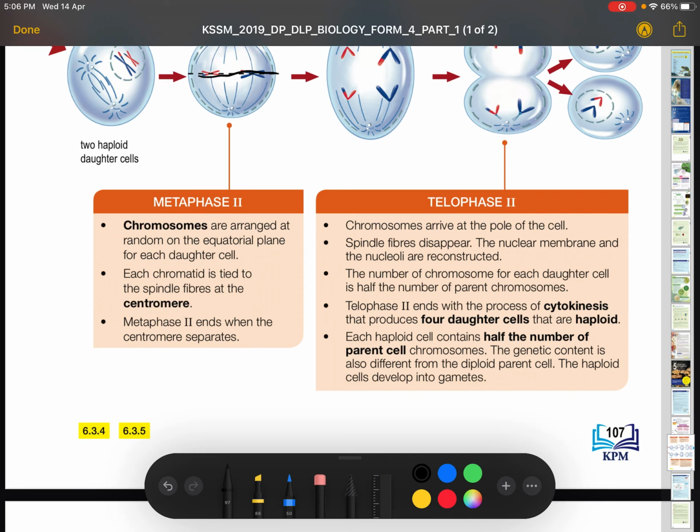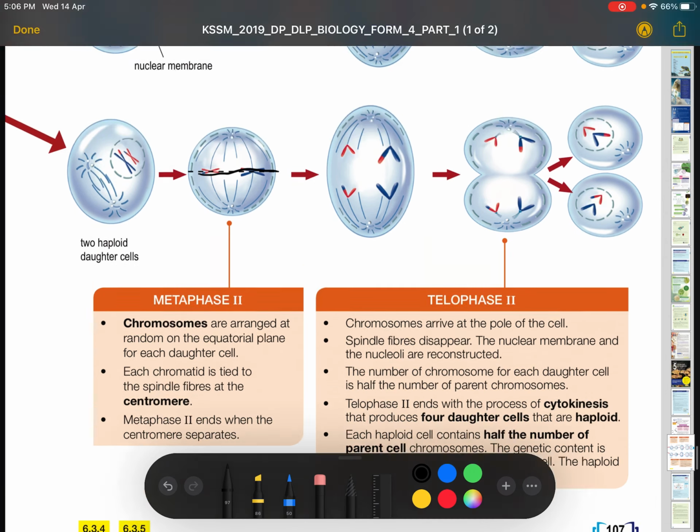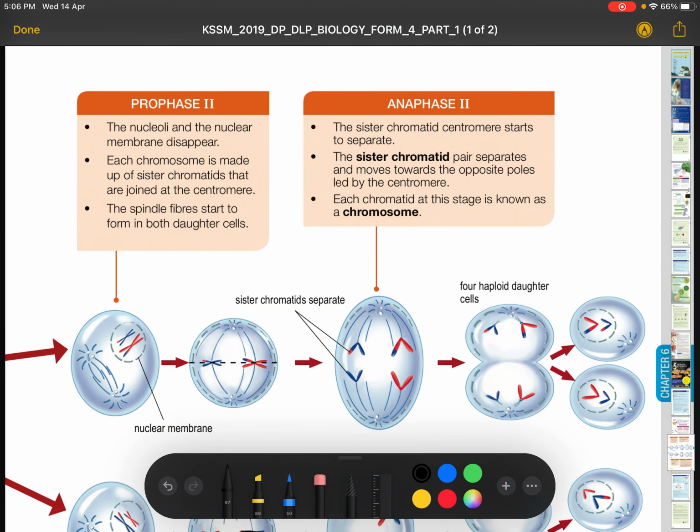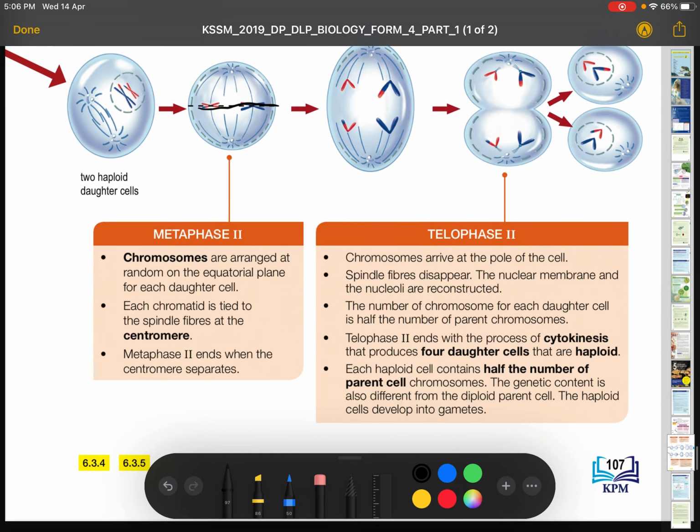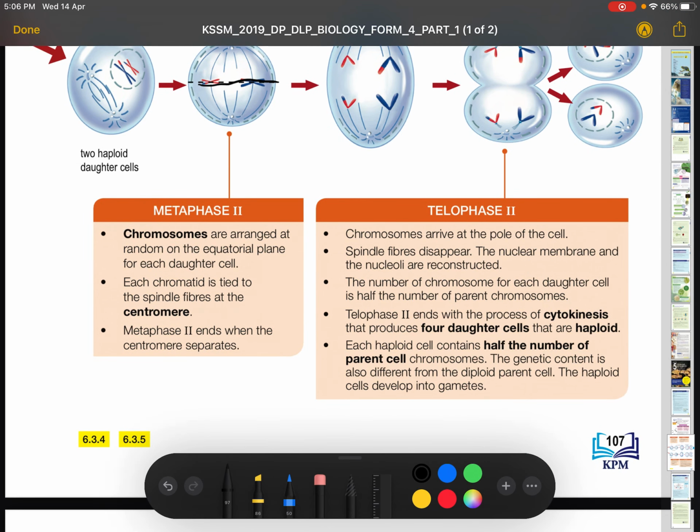And then during metaphase, the chromosomes are arranged at the middle, at the equatorial plate. And the centromere is connected to both poles of the spindle fiber. So the chromatid is connected to both poles. And then during anaphase, the sister chromatids separate because the spindle fibers contract. When the spindle fibers contract, the centromere splits, and the sister chromatids move to the opposite poles. So now they're called chromosomes, daughter chromosomes. And then during telophase, the spindle fibers disappear, the nucleolus and the nuclear membrane appear again.